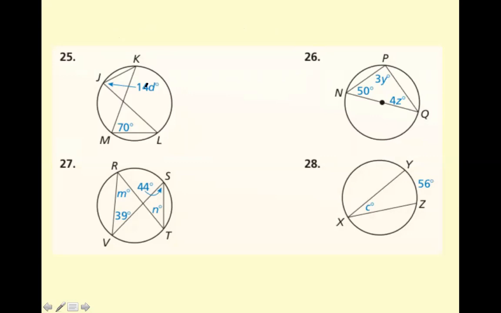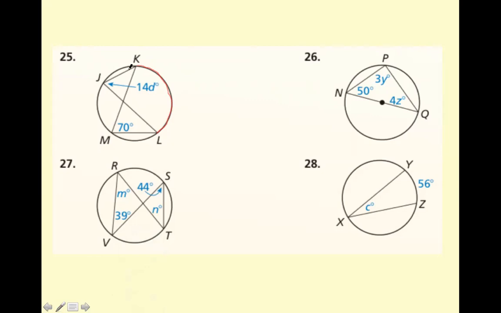All right, on 25, I have this angle here, angle KML is 70 degrees. I'm going to switch pen color here so it's a little easier to see what's going on. I'm going to go back to red. So if I look at that angle KML, it is intercepting this arc right here, arc KL. I know that that's 70 degrees, which means this arc is 140.